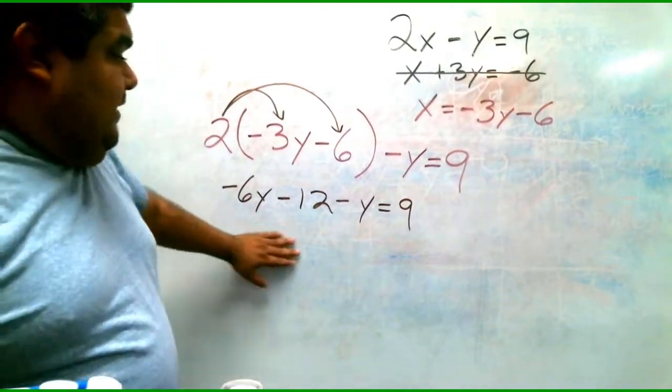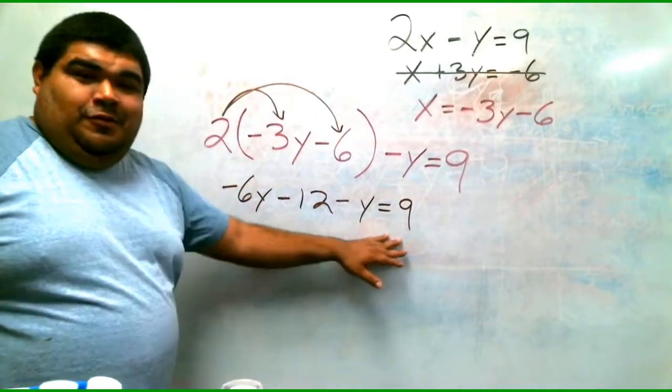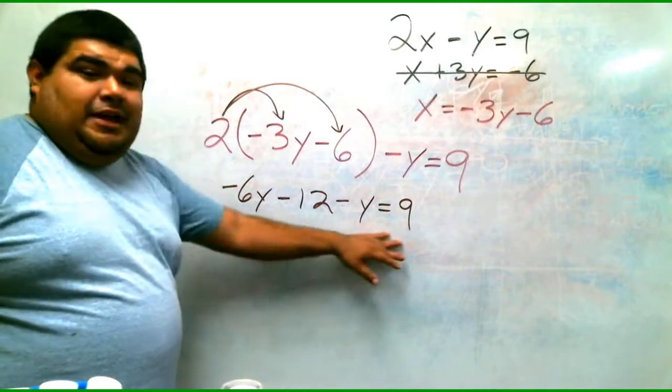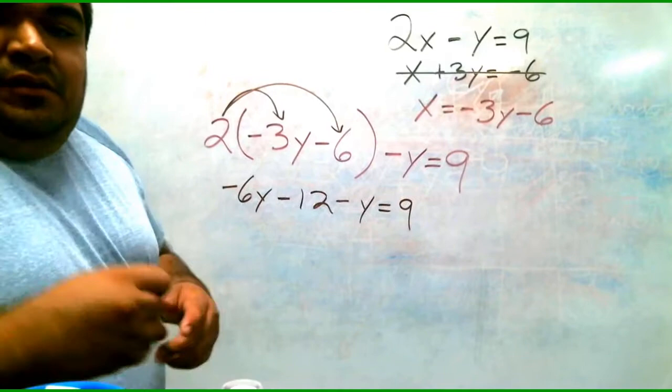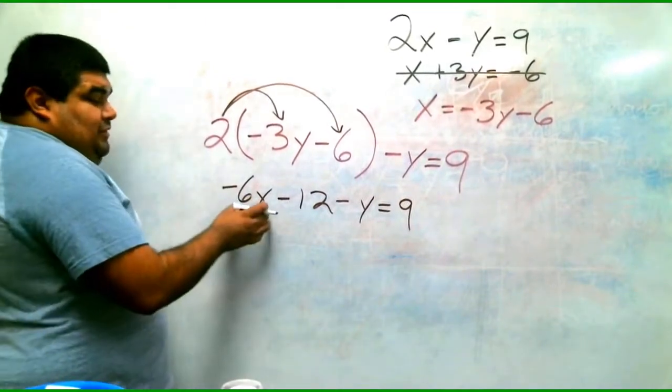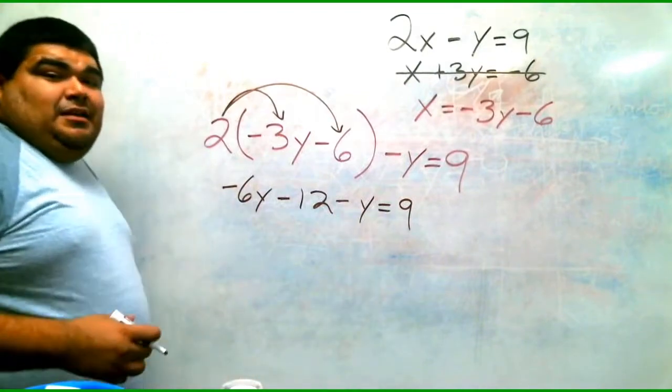Notice we got rid of the x. There's no x here. So what are we going to solve for in this now here? For y, right? Because we got rid of the x. So we're trying to combine everything together to solve for y. Notice that we have negative 6y and negative y on the same side.